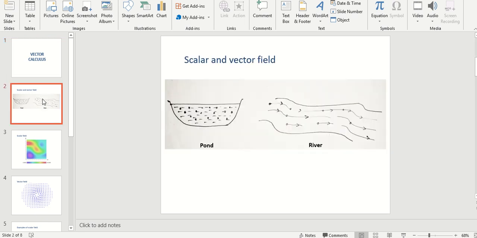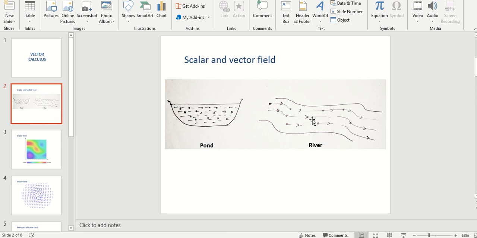Now look at this. I'm going to define what is a scalar field and what is a vector field. Now look at these two pictures. This is a pond and this is a river. So clearly every water particle exists in the pond in static mode. That is, they're not running. They're in a static mode and they're stopped at a fixed point.